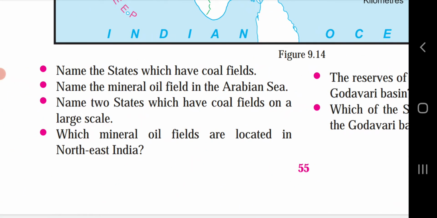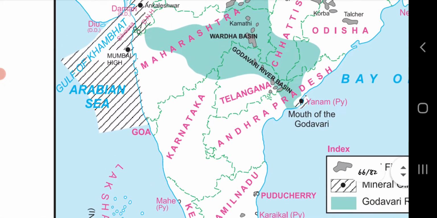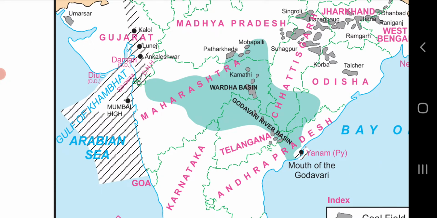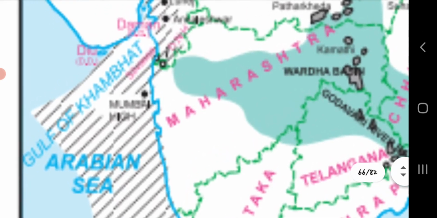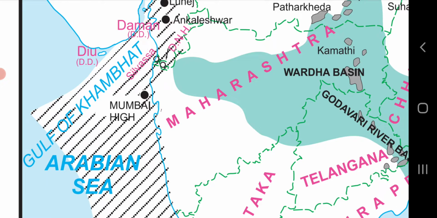Next, name the mineral oil field in the Arabian Sea. Here you can see the mineral oil field in the Arabian Sea is in Mumbai High. Here you can see Mumbai High. This is the region where the mineral oil fields are there.